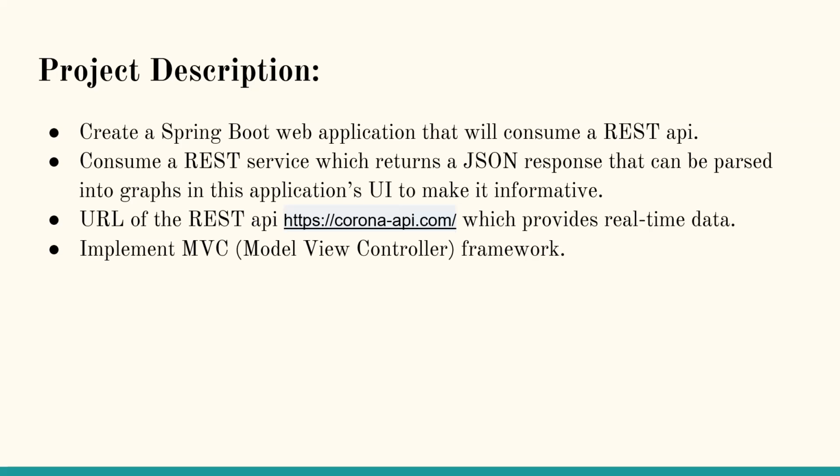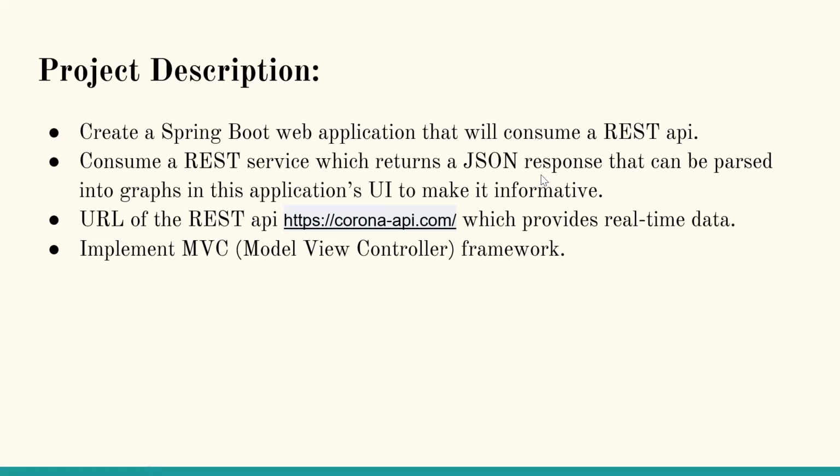Project description. We will be creating a Spring Boot web application that will show the real-time COVID statistics around the world. To create this application, we will be consuming a REST API called Corona API. You can see the URL right here, highlighted in blue. The REST API is collecting data from various resources, including Johns Hopkins. This is an open source API. This service will return a JSON response. We will create models, that is, plain old Java objects, to hold the data returned in the JSON response.